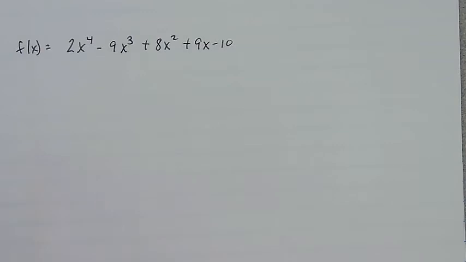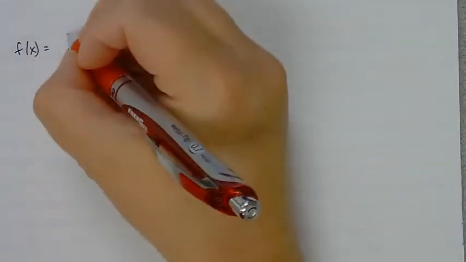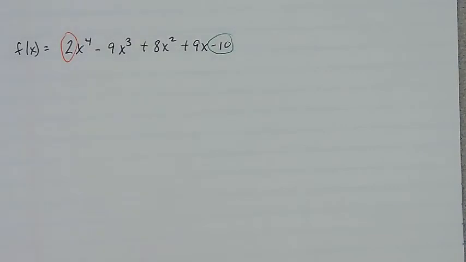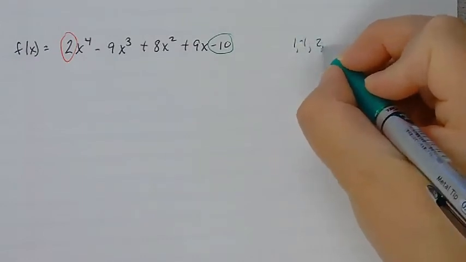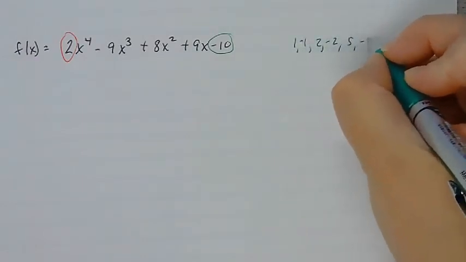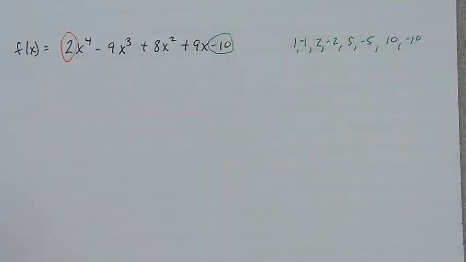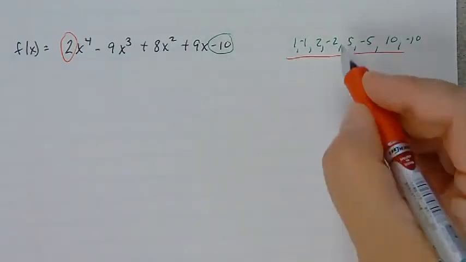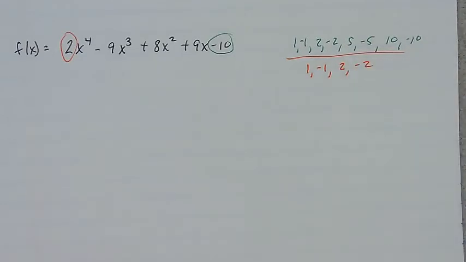Let's make our possible list. It's going to be the factors of this divided by the factors of this. This one's going to be a little more tricky because we have more factors. So the factors of 10 are 1, negative 1, 2, negative 2, 5, negative 5, and 10 and negative 10. The factors of 2 are 1, negative 1, 2, and negative 2.